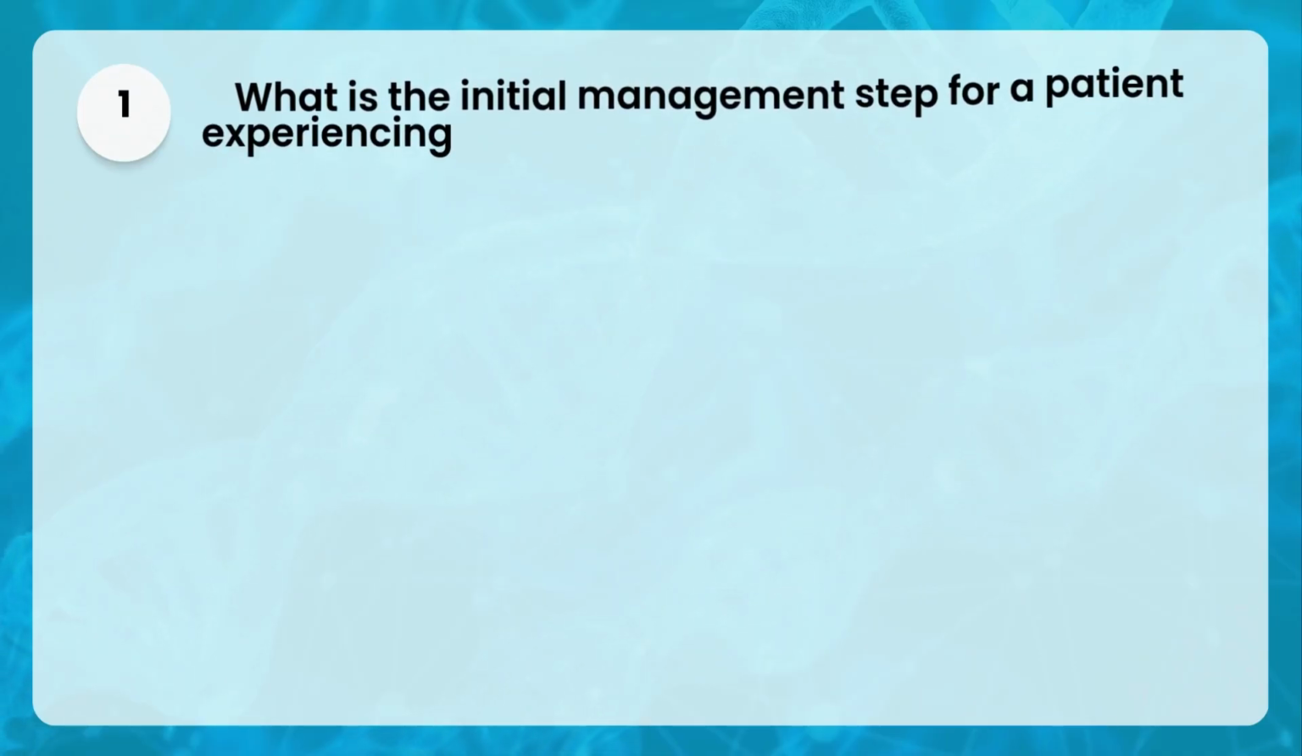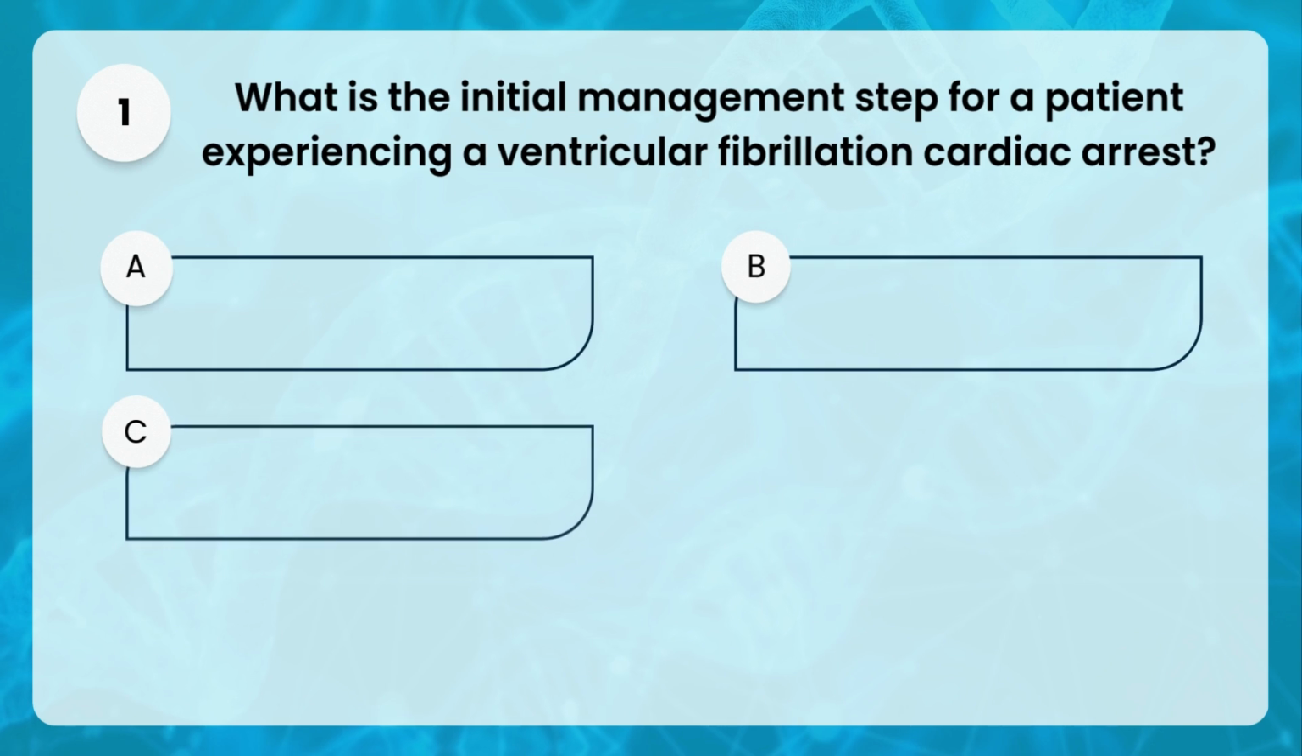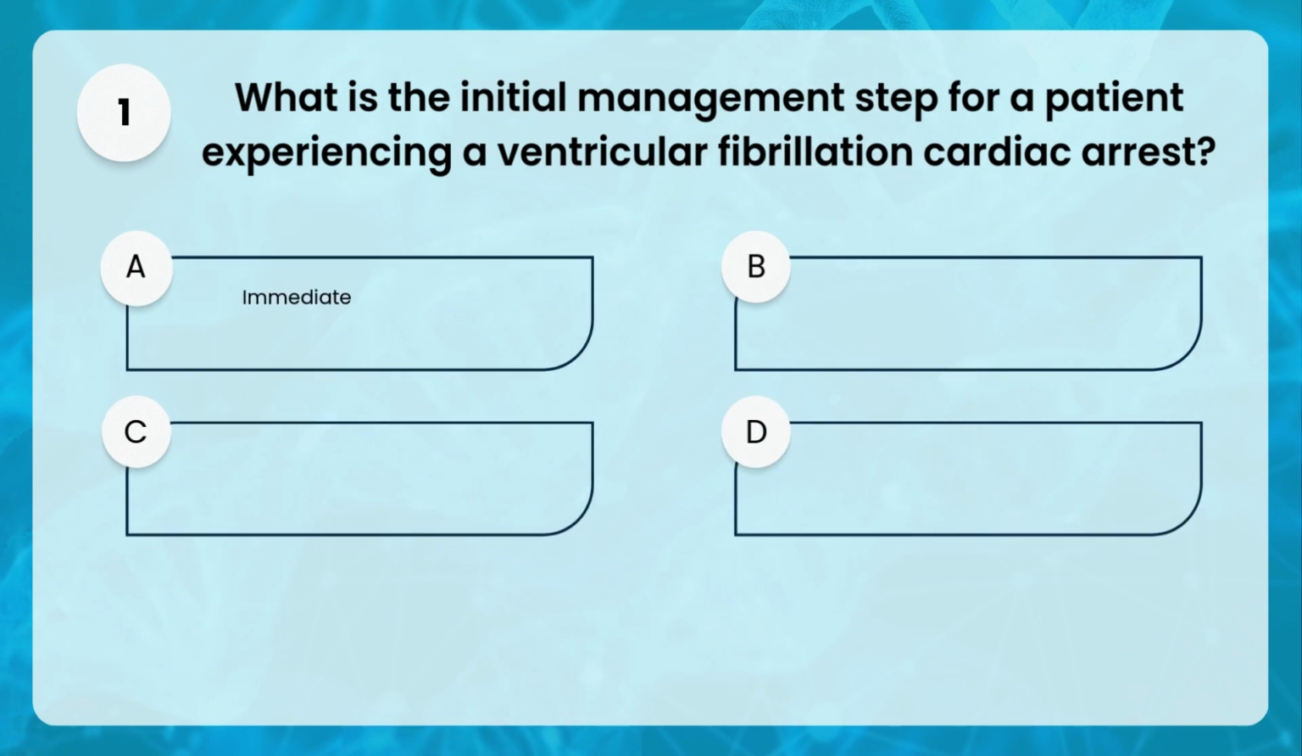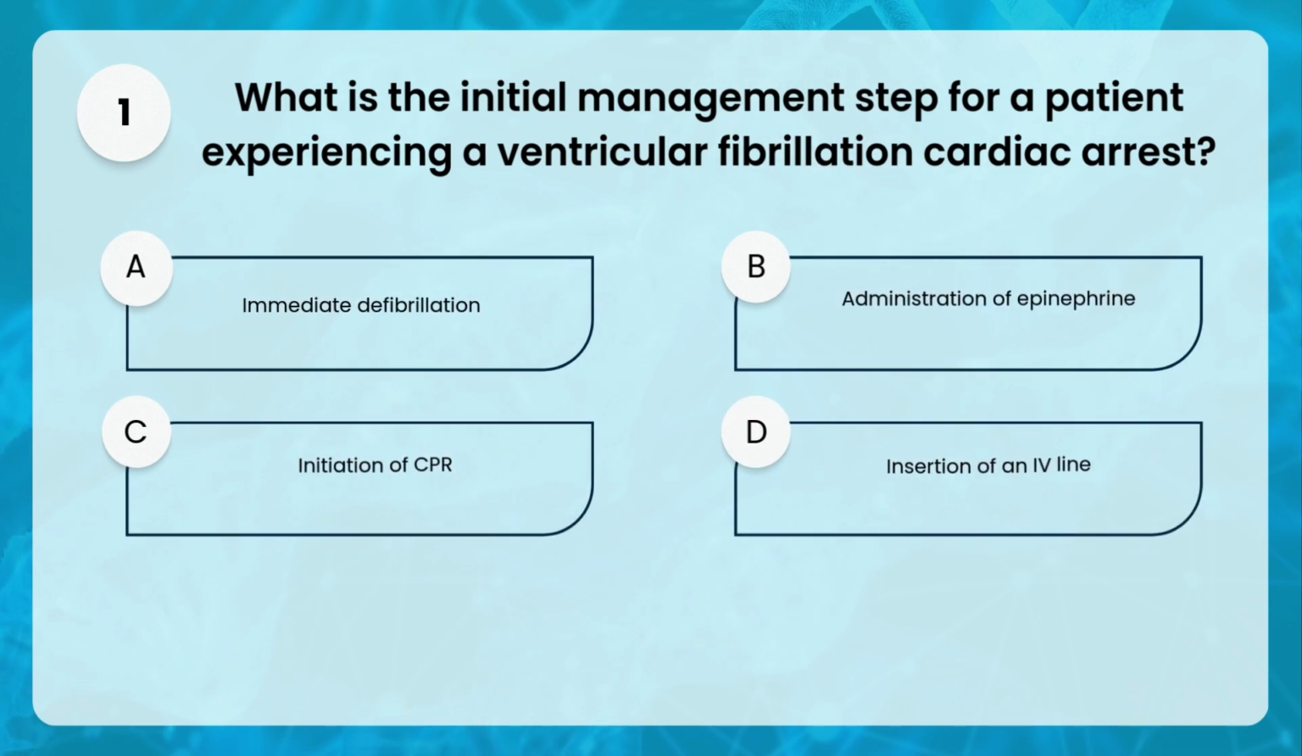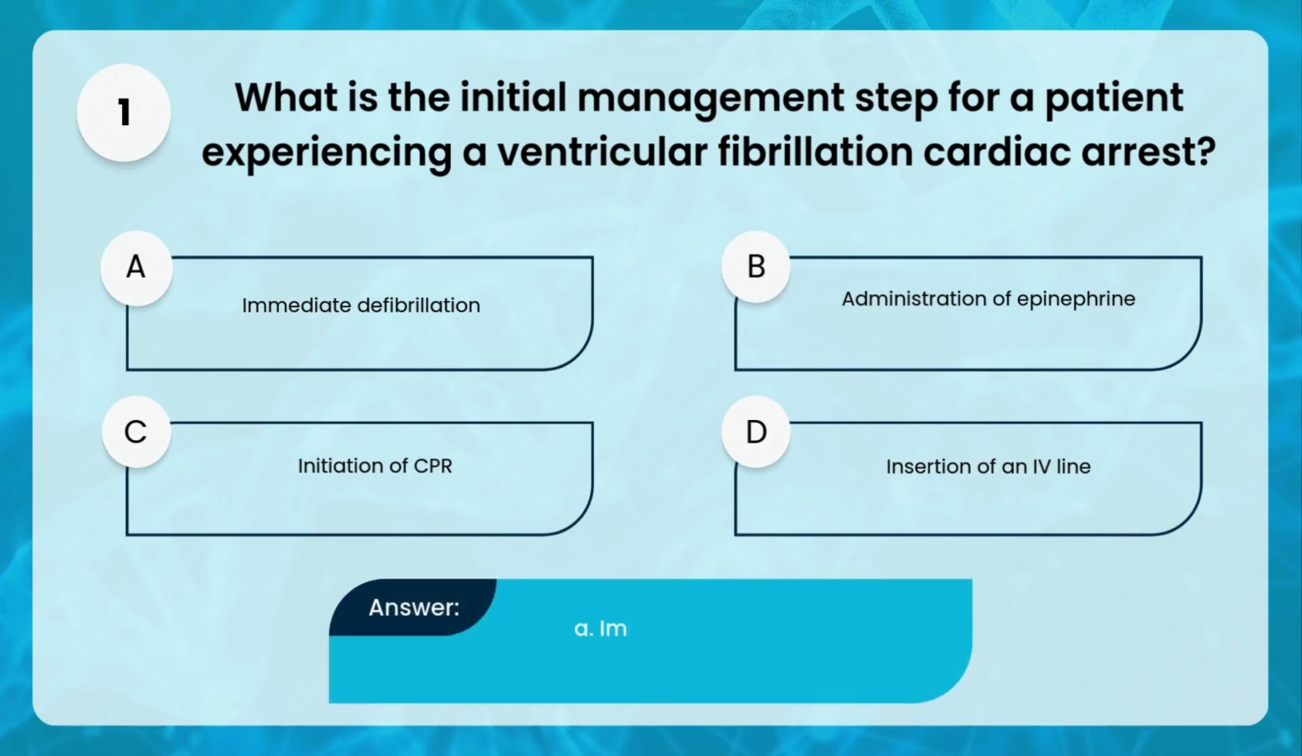Number 1. What is the initial management step for a patient experiencing a ventricular fibrillation cardiac arrest? A. Immediate defibrillation. B. Administration of epinephrine. C. Initiation of CPR. Or D. Insertion of an IV line. The answer is A. Immediate defibrillation.